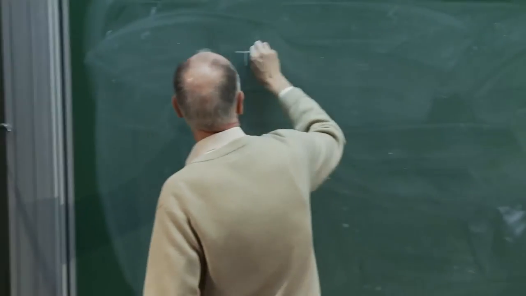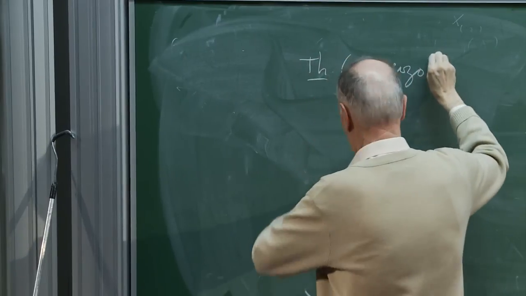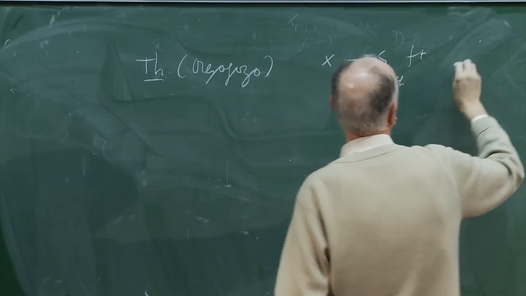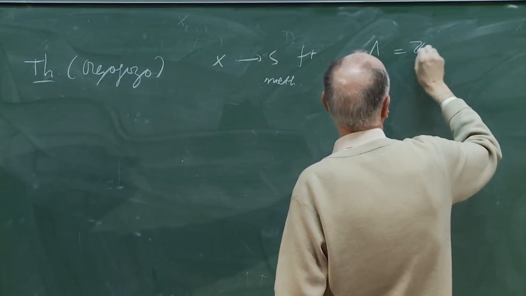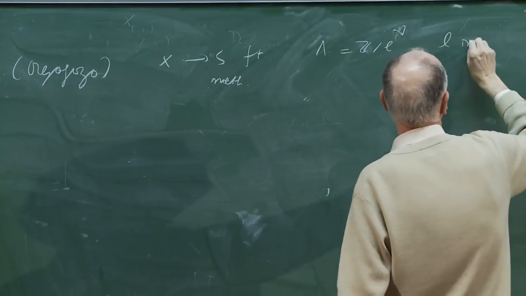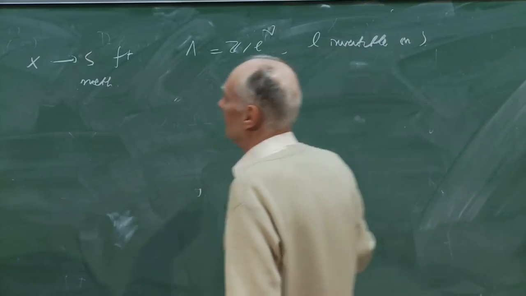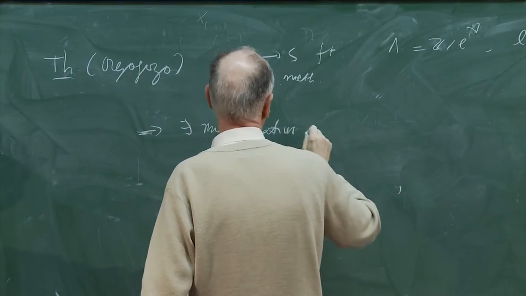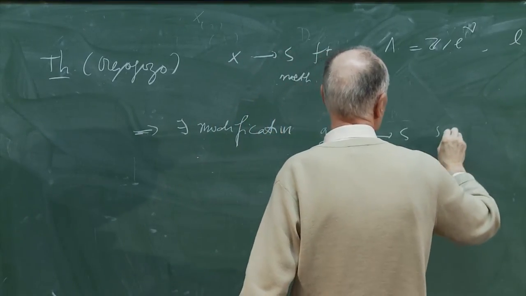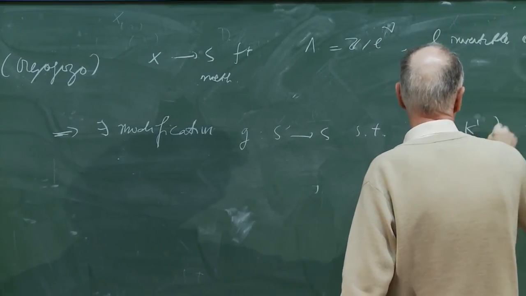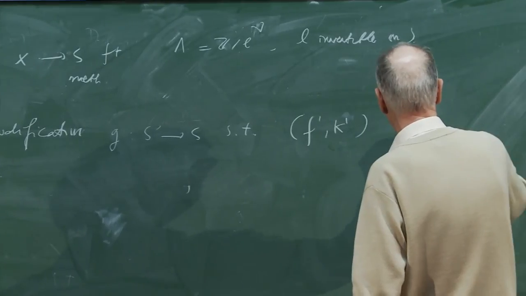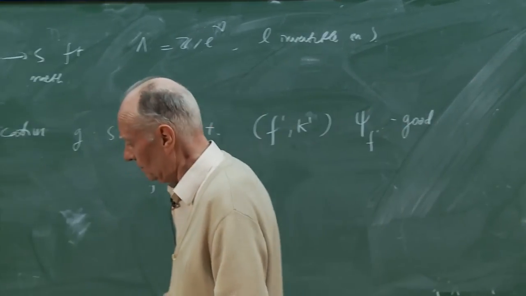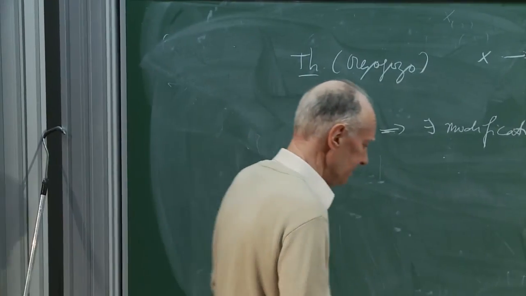So he had the theorem of Ogogozo, which is that given X over S, finite type, Noetherian here, and Lambda, of course, is Z mod L^n, is model nu, and L is invertible on S, then there exists a modification, let's say g from S' to S, such that, with the obvious notation, the base change by g is psi F' good. And this is the main result I will use in my proof of theorem 1.